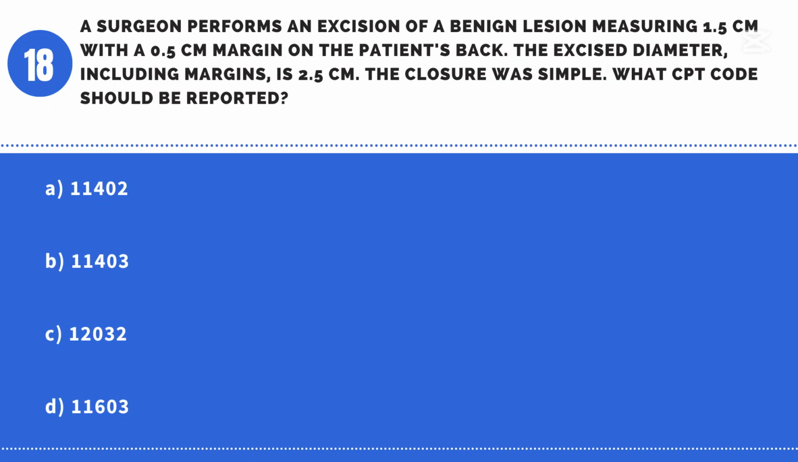Question 18. A surgeon performs an excision of a benign lesion measuring 1.5 cm with a 0.5 cm margin on the patient's back. The excised diameter, including margins, is 2.5 cm. The closure was simple. What CPT code should be reported? A. 11402. B. 11403. C. 12032. D. 11603.